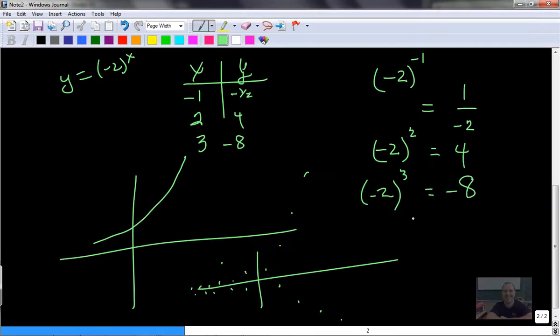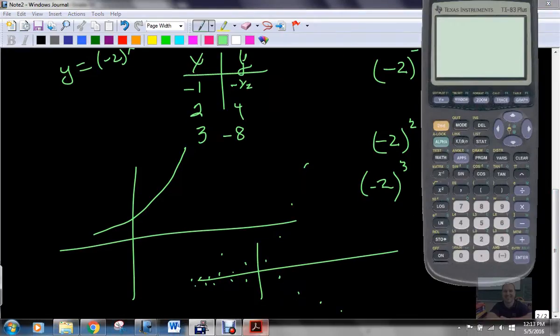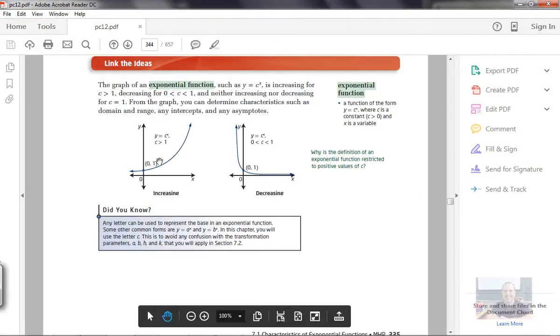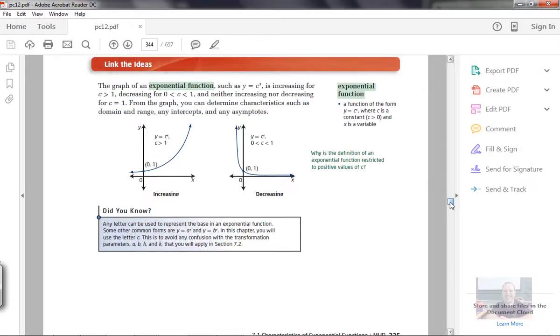So we'll keep c being positive, and then we can actually see this sort of shape that we're looking for. All right, so that's huge. This is huge right here. The general shapes of the graphs. Notice that (0, 1) is the y-intercept for everything in this section. Okay?